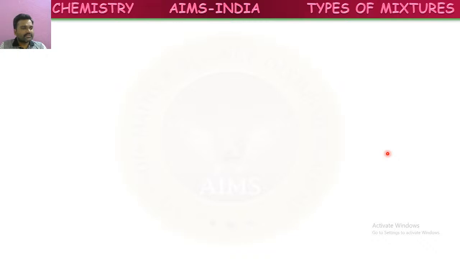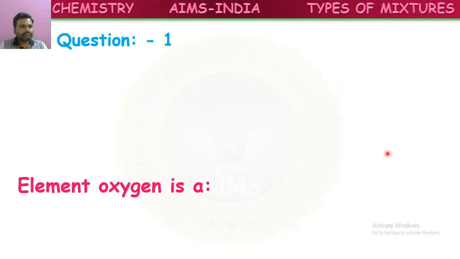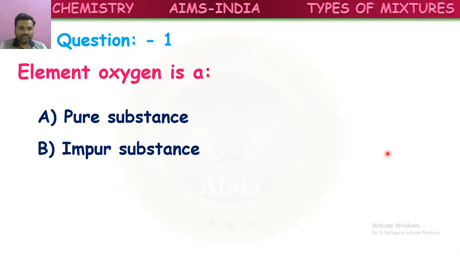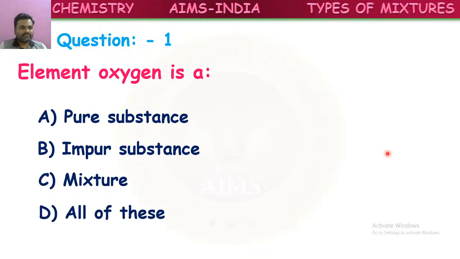Now let us see a small self-assessment on these different types of mixtures. So here is a question for us. Element oxygen is a, let us see the options: a pure substance, impure substance, mixture, or all of these. So what kind of substance is this element oxygen? Can you answer this?